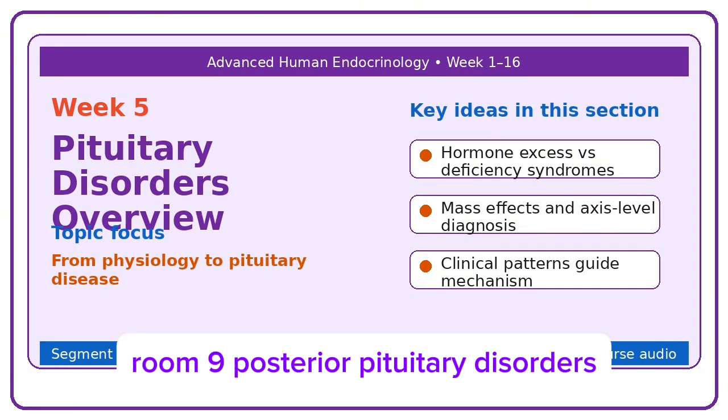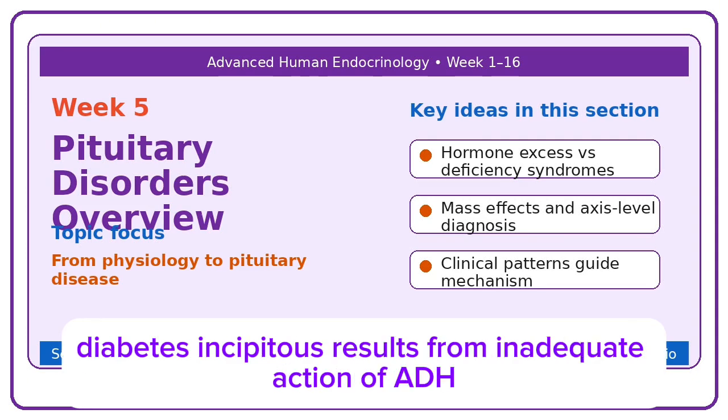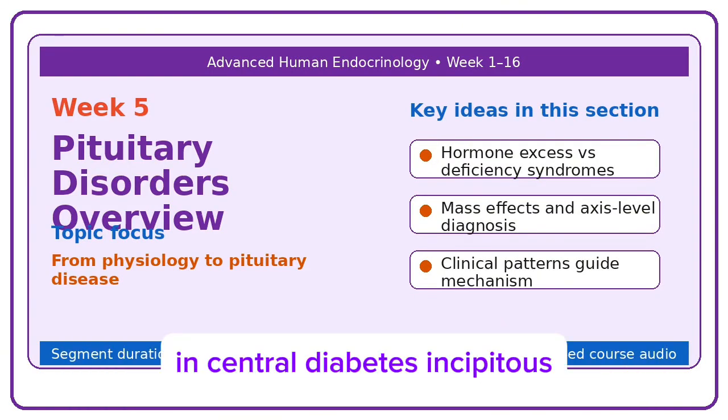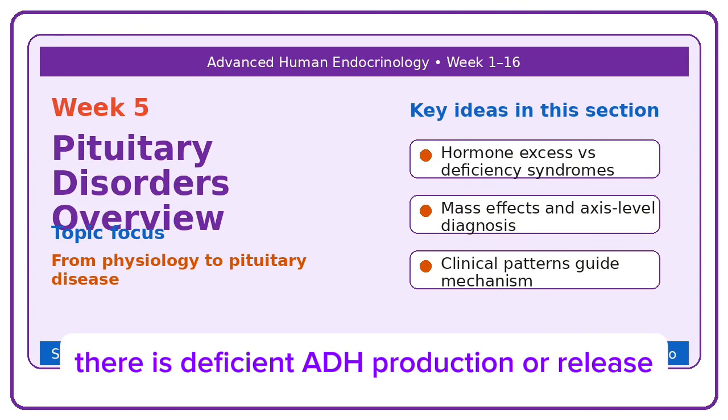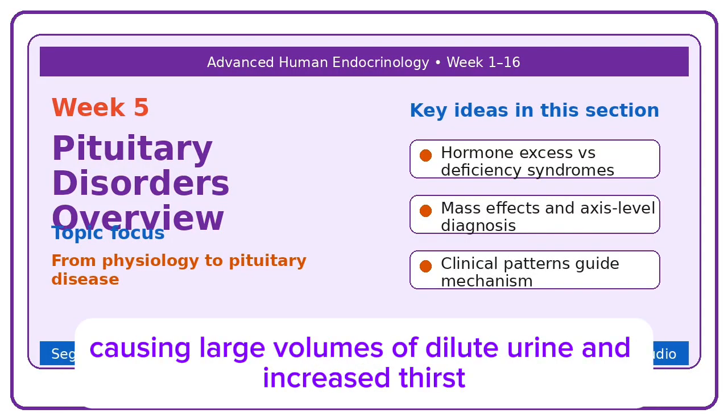9. Posterior pituitary disorders, diabetes insipidus and SIADH. A. Diabetes insipidus. Diabetes insipidus results from inadequate action of ADH. In central diabetes insipidus, there is deficient ADH production or release. This leads to impaired water reabsorption in the kidney, causing large volumes of dilute urine and increased thirst.